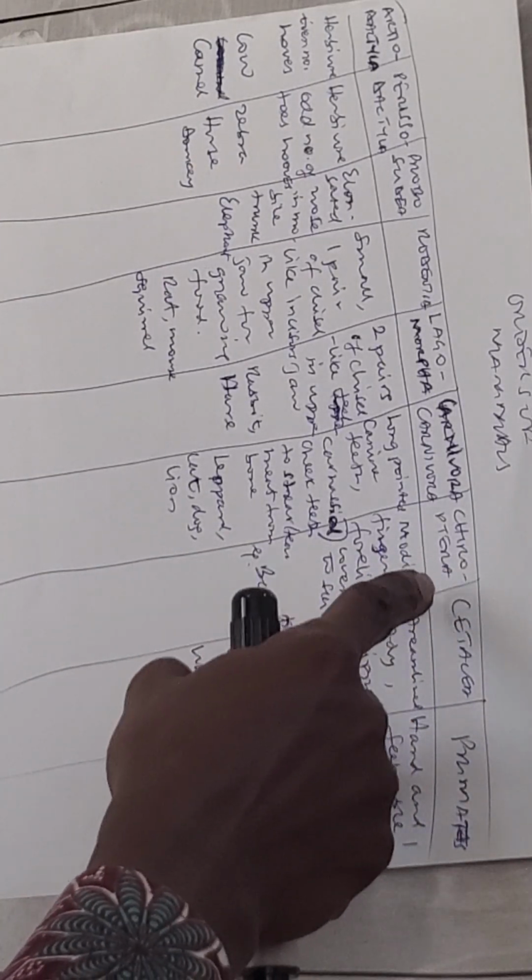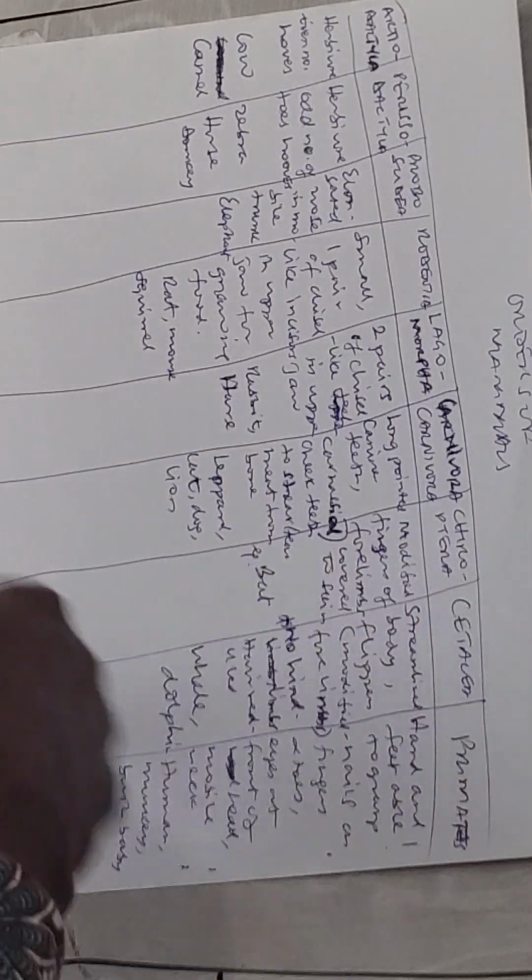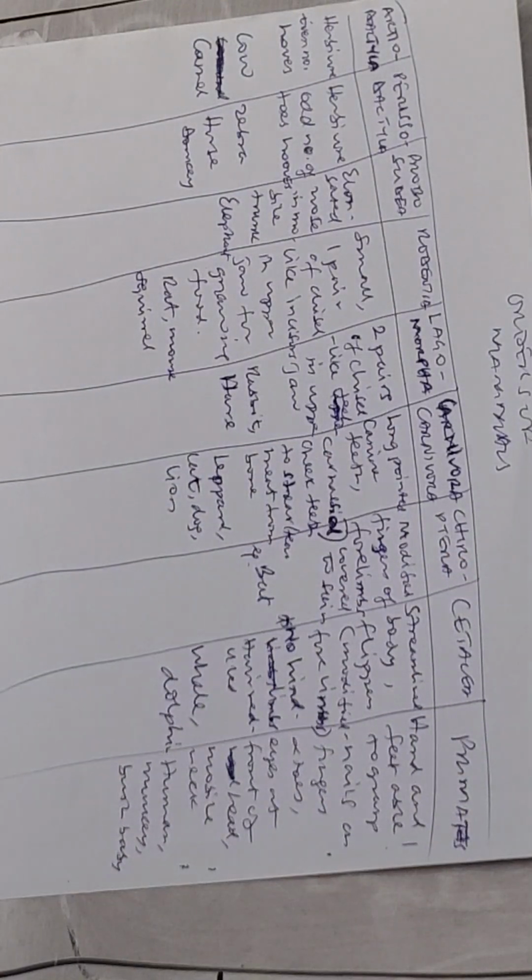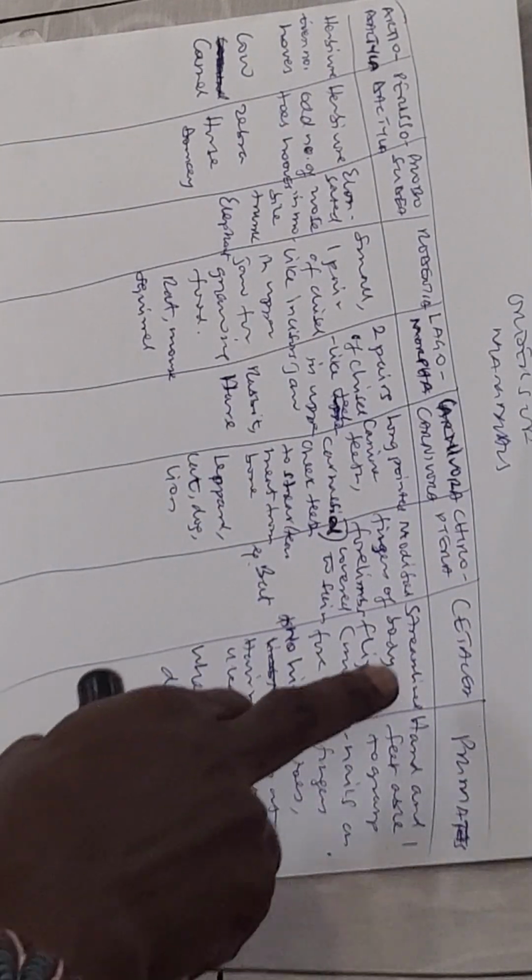Then we have your Chiroptera, okay, so this is something to do with wings. Which mammal will have wings? That's the bat, okay, so that's Chiroptera.